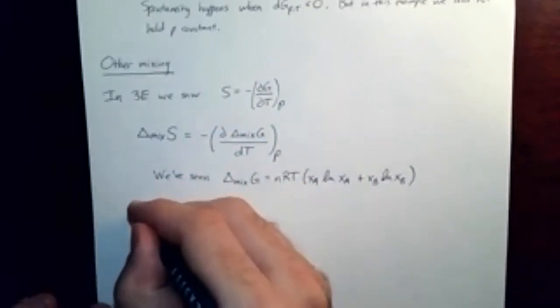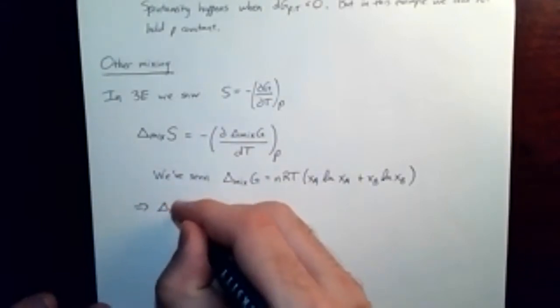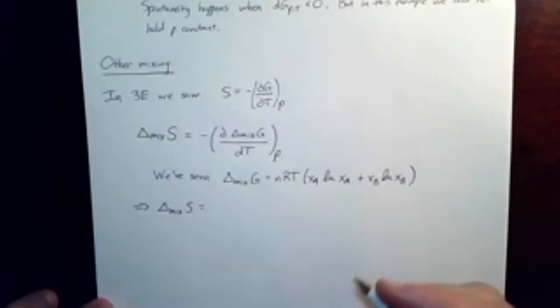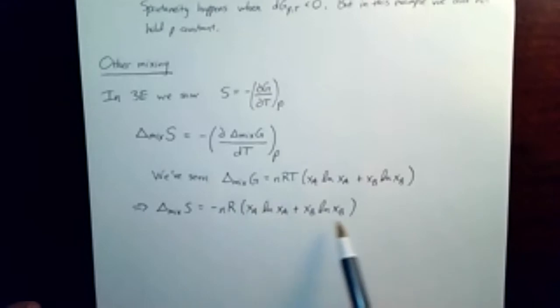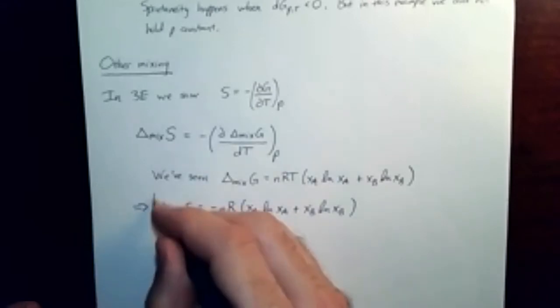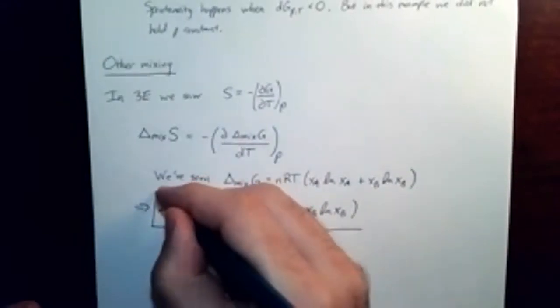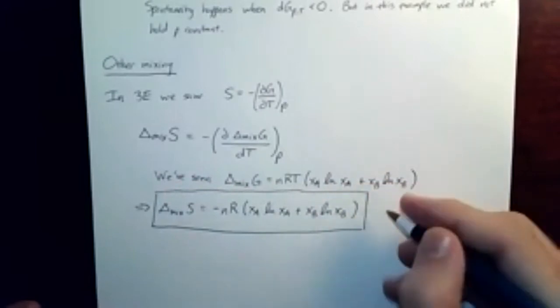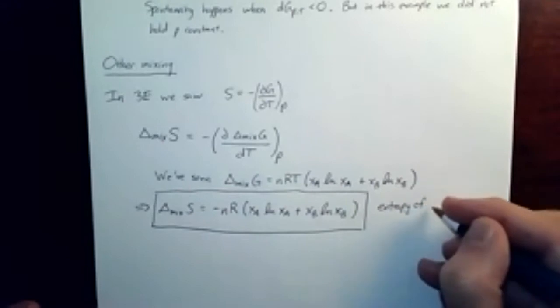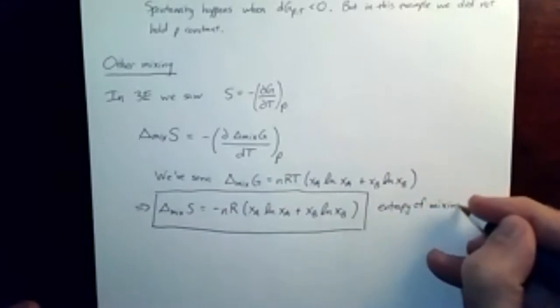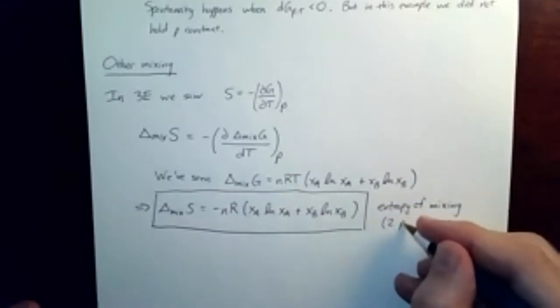So delta mix S equals negative NR times XA ln XA plus XB ln XB. Okay, so this is called the entropy of mixing. And this is for mixing two perfect gases.